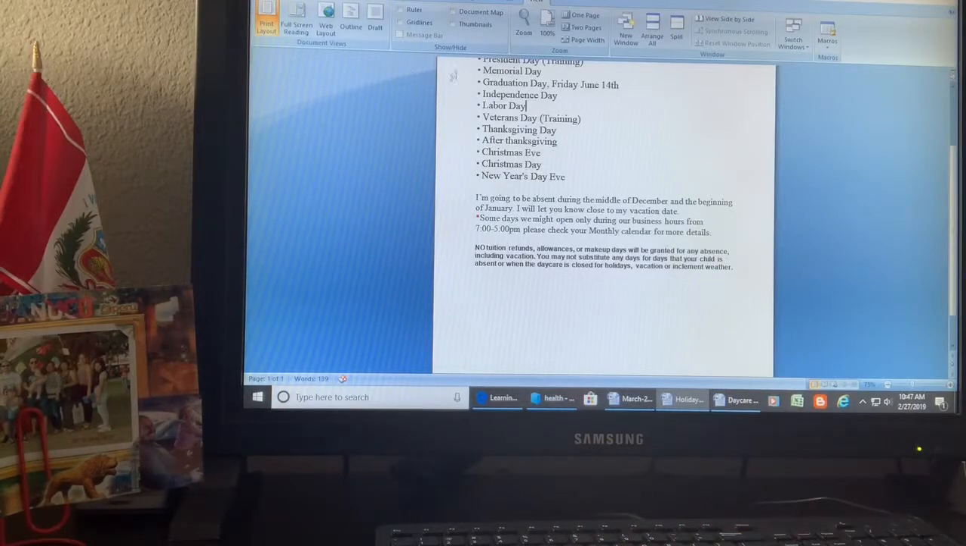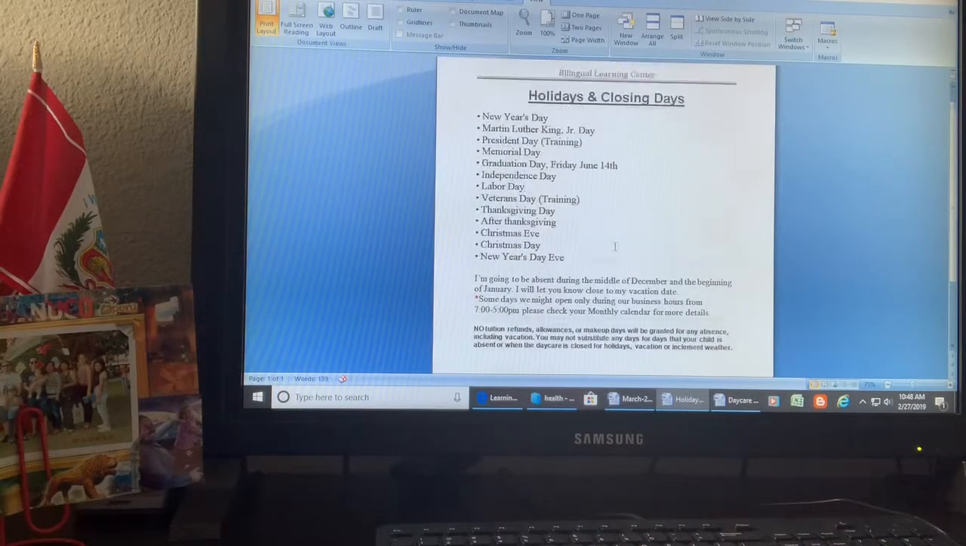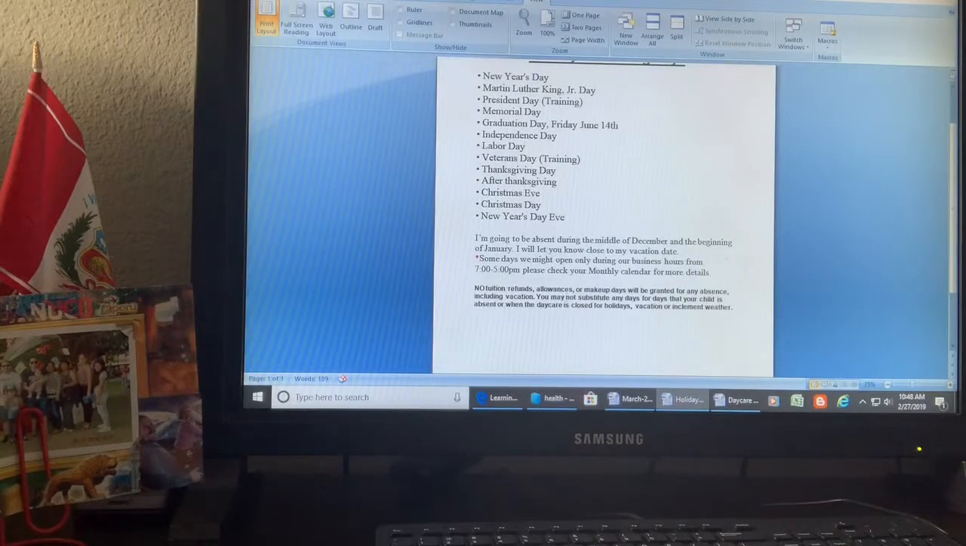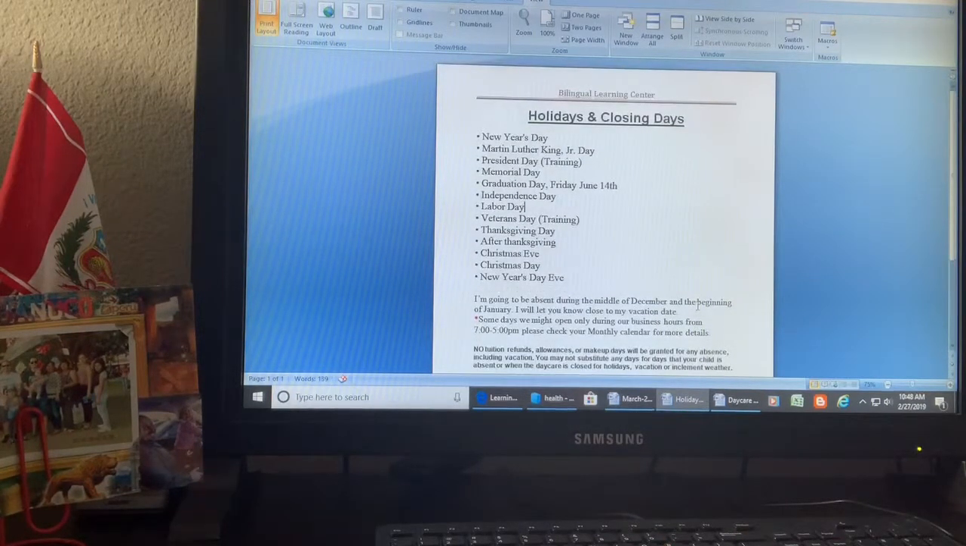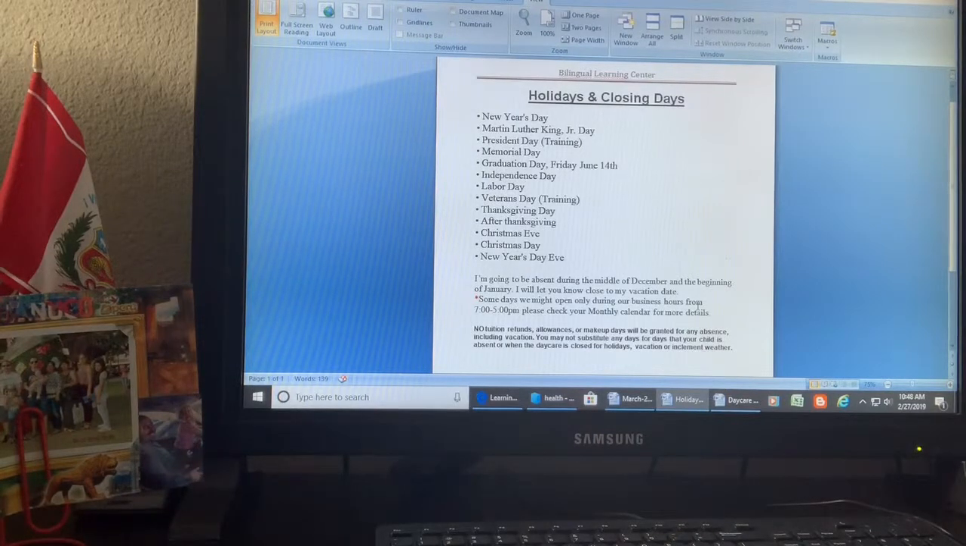It's so important that you also state in your contract that no tuition refunds, allowance, or makeup days will be granted for any absence when you are taking your vacation, like in this case, the holidays. Also, the parent cannot substitute any days. So this is just one example of how my closing days look.